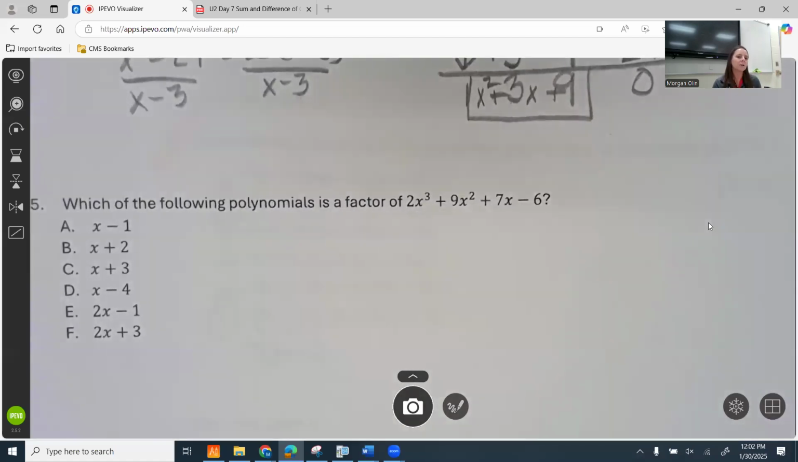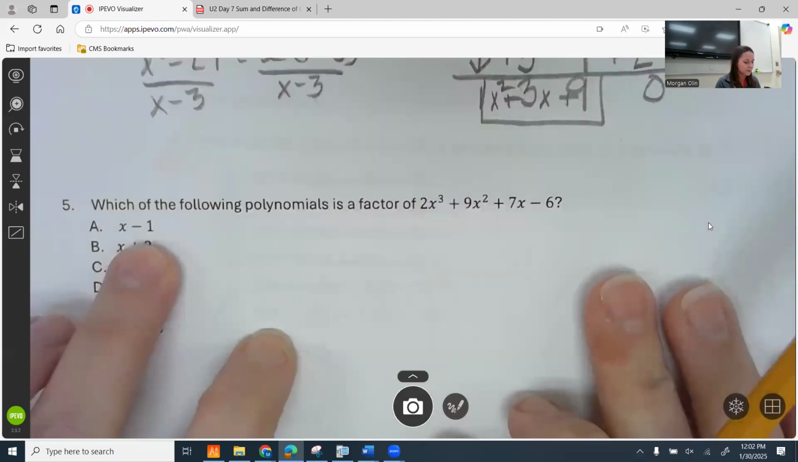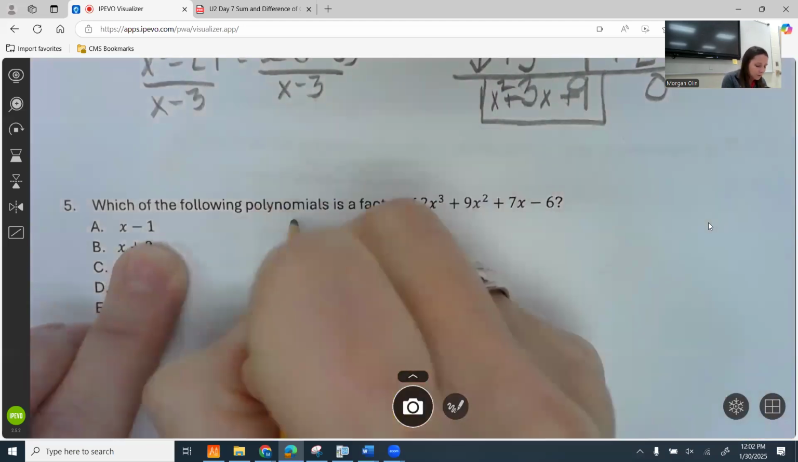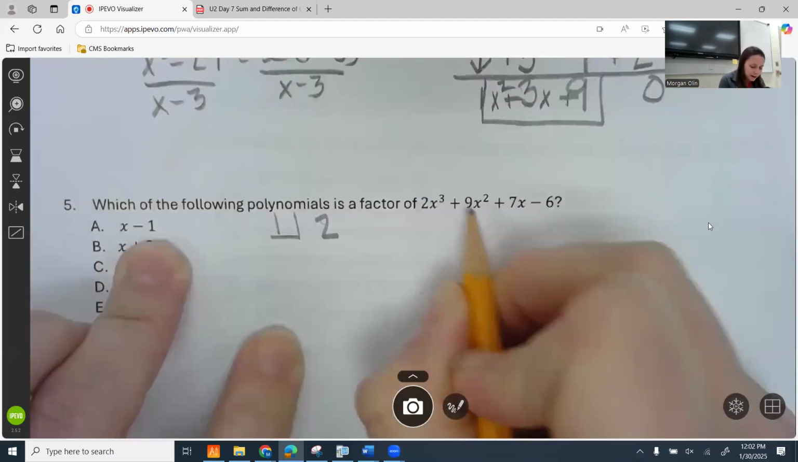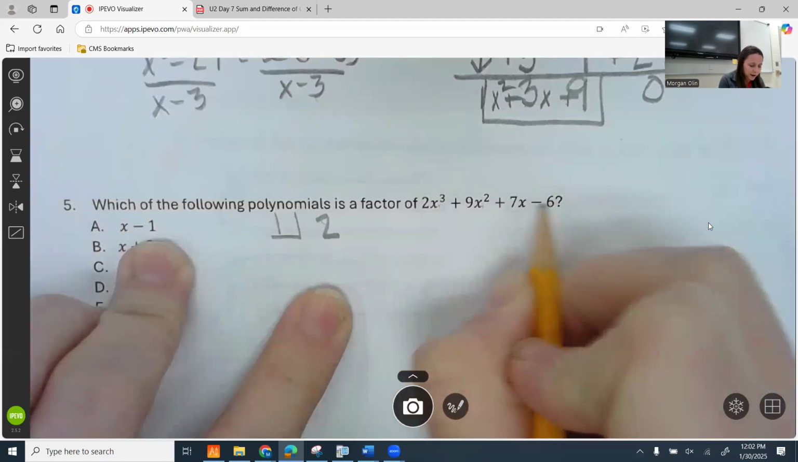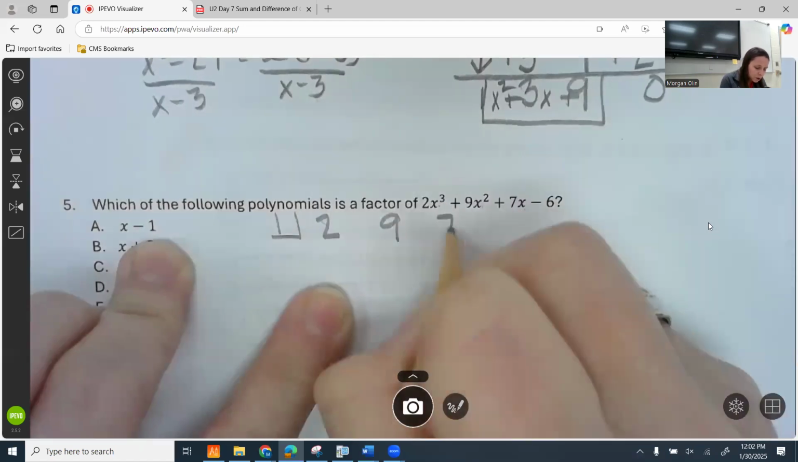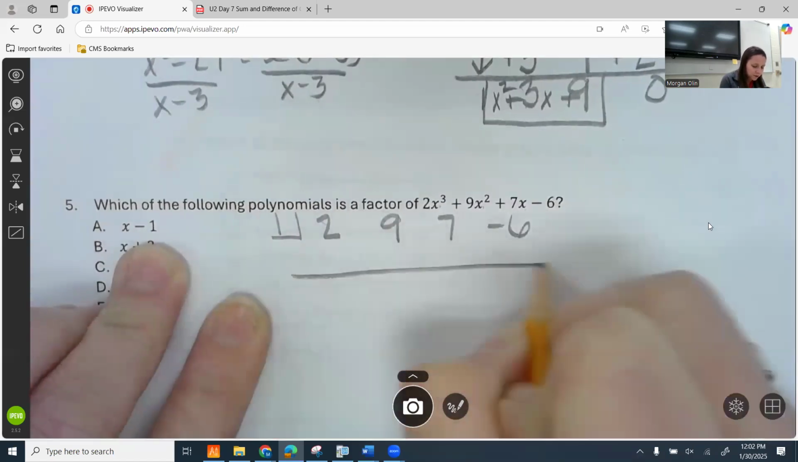Which of the following polynomials is a factor? All right, now we can go about this different ways. We can say, okay, let's divide. So I can put 1 in here because it's the opposite, and divide. I don't need any zeros because 3, 2, 1, nothing. You could do synthetic division on this.